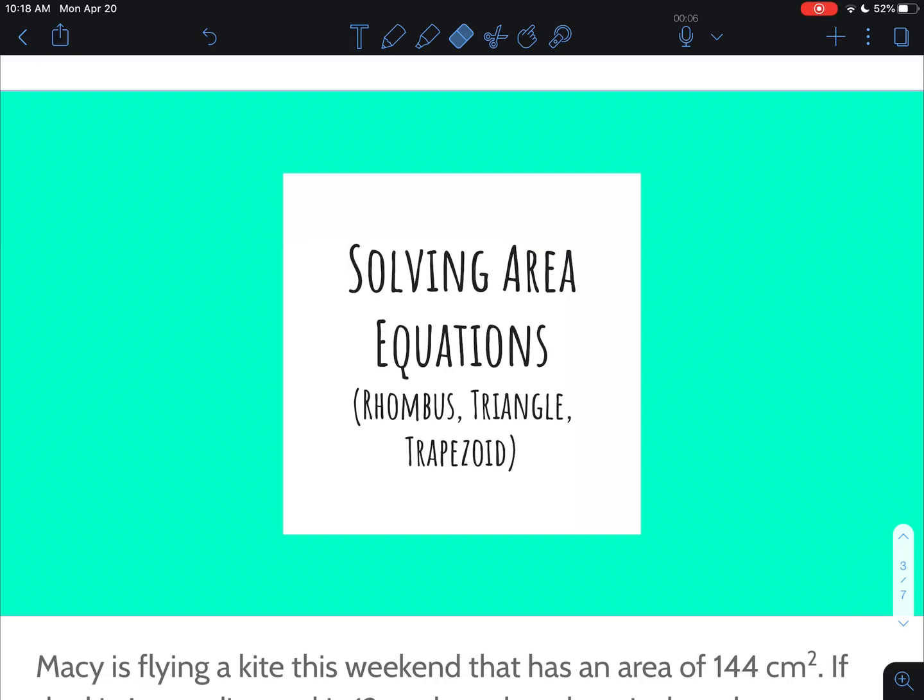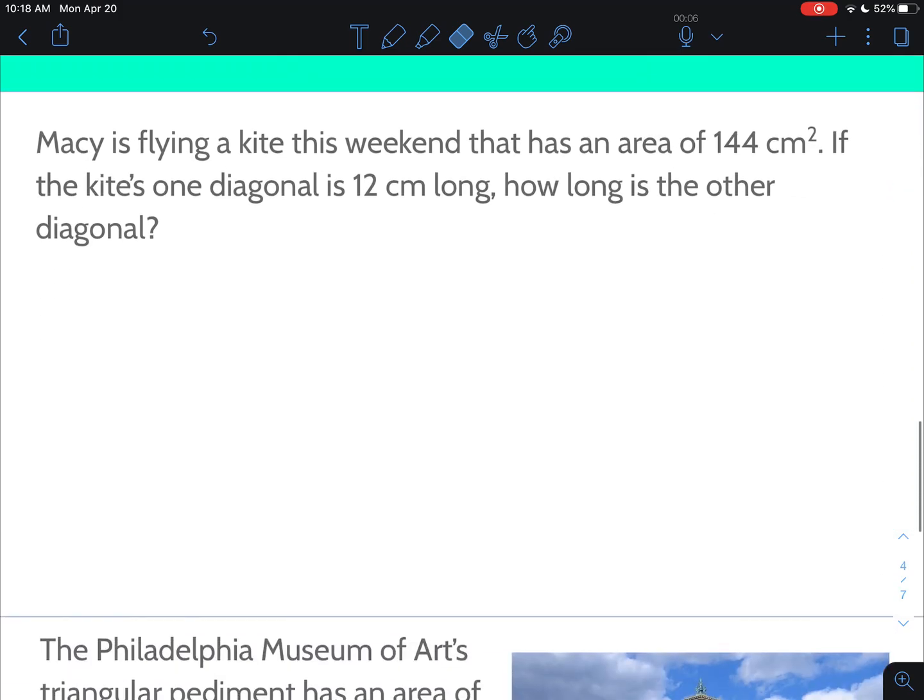Hey guys, today I'm going to give you 3 more examples of solving area equations. These ones are going to be a little tougher because they are multi-step equations, but the same kind of process. If you want to draw these figures, I would suggest it because it gives you a better visual. So, Macy is flying a kite.